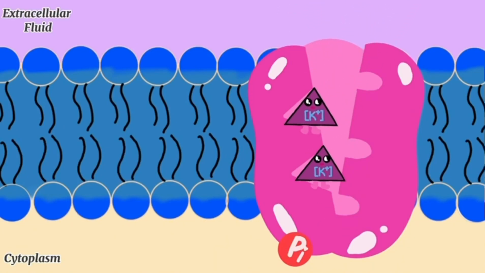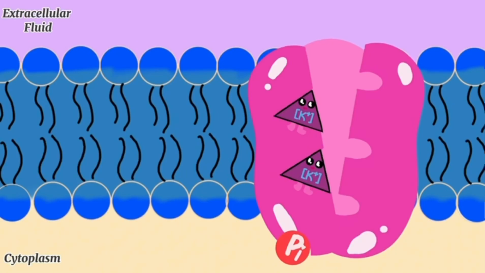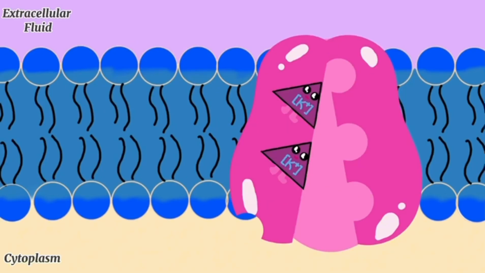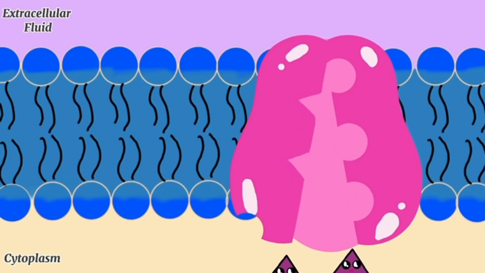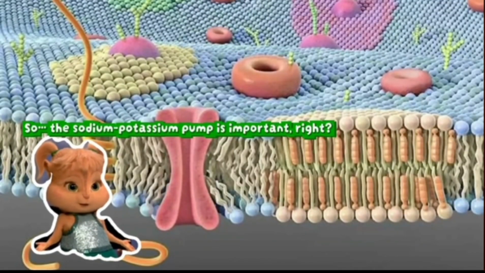Then, the new shape has affinity for potassium ions, allowing 2 potassium ions on the extracellular side to bind to the protein pump. The binding triggers dephosphorylation. The release of the phosphate group causes the protein pump to restore its original conformation, which has lower affinity for potassium ions. Thus, potassium ions are released into the cell. This cycle repeats continuously. So, the sodium-potassium pump is important, right?